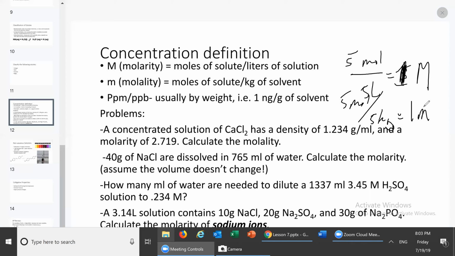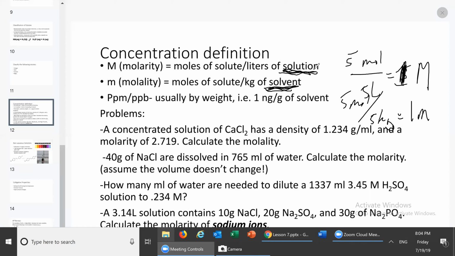So I want you to notice this. This is very important. Molality is based on kilograms of solvent, and molarity is based on liters of solution. So the solution and solvent are not necessarily the same thing. Okay? And it turns out that molarity and molality will actually differ quite significantly at very, very high concentrations.